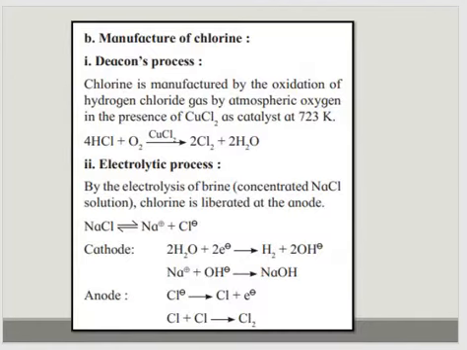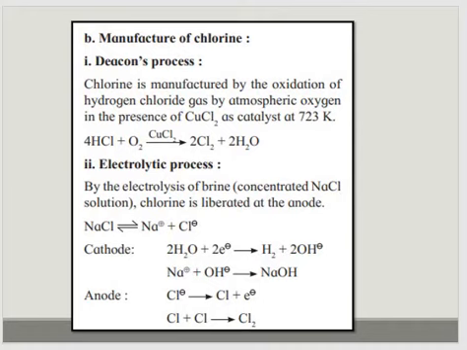Now, manufacture of chlorine, that means on the large level. The first method of preparation of chlorine at large level is Deacon's process. Chlorine is manufactured by the oxidation of HCl gas by atmospheric oxygen in the presence of cupric chloride catalyst at 723 Kelvin. Here HCl will get oxidized to chlorine gas and water will be formed as a byproduct, and this reaction happens in the presence of catalyst CuCl2.